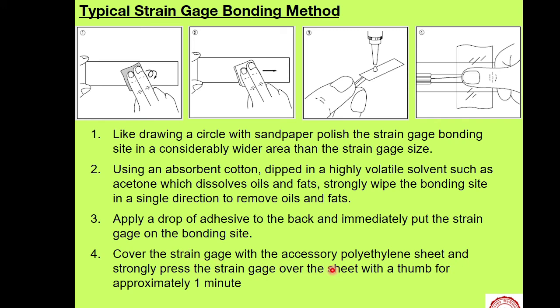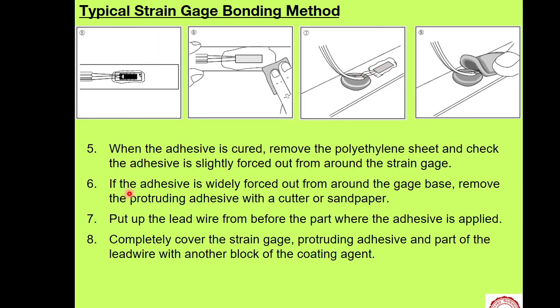Cover the strain gauge with the accessory polythene sheet and press strongly. Press the strain gauge for approximately 1 minute. Afterwards, put some covering and put some weight there. There is a curing time required for these adhesives. When the adhesive is cured, usually from a few hours to 24 hours, maximum 1 day, the covering and the weight by which pressure was applied are removed.